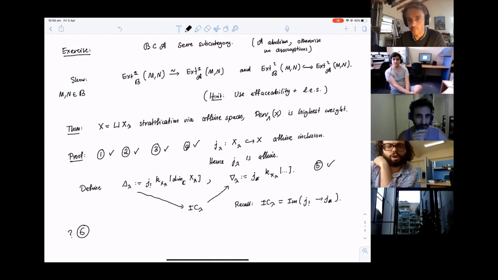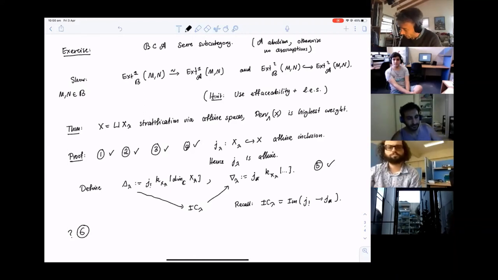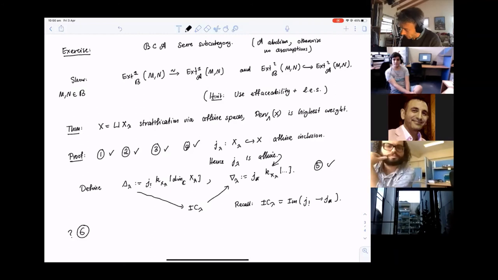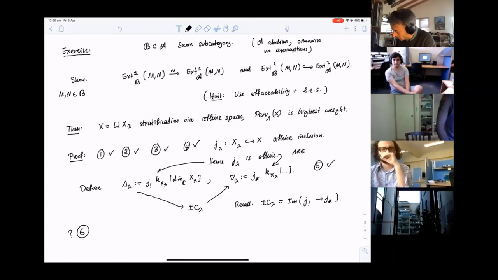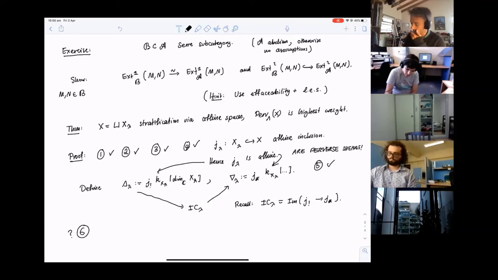Geordie, sorry, I missed. Why did you need that j was affine? So that implies that these guys are perverse sheaves. Oh, right, yeah. So for example, in your world on the nilpotent cone, when you take a shriek extension, it's not perverse. You need to truncate it and all hell breaks loose. Yeah. Okay.